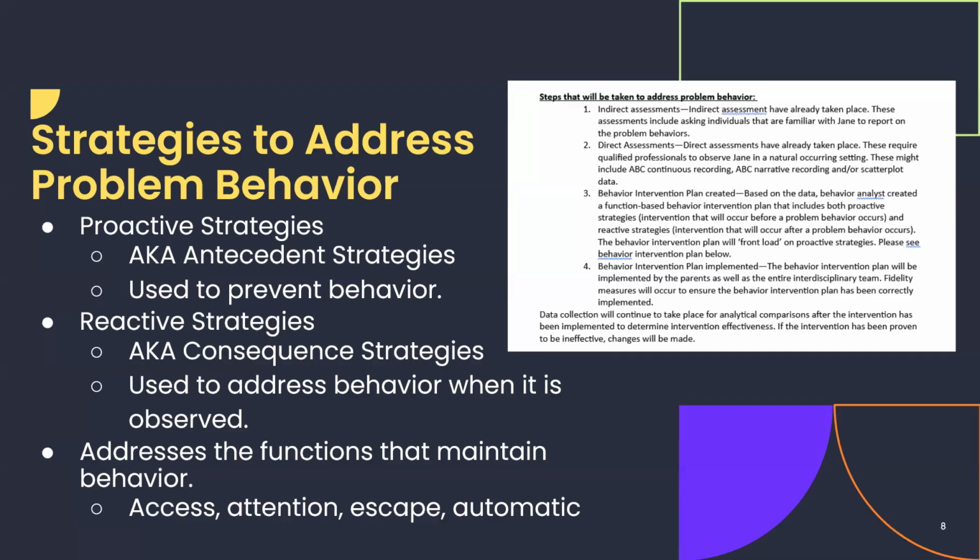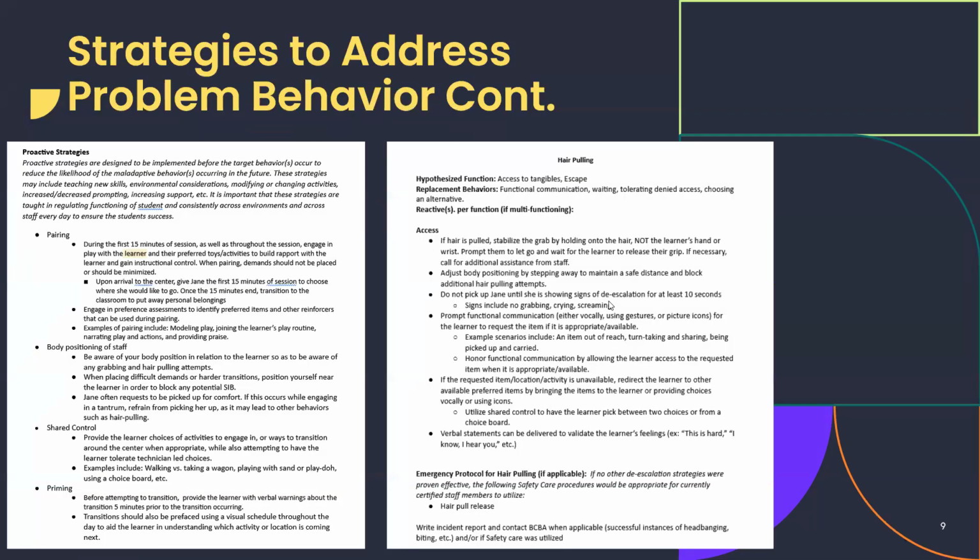You may notice, and we'll move on to visuals for antecedent and consequent strategies, that the antecedent strategies are a general list of strategies to implement, while the consequent strategies are listed by behavior and by the function that maintains that behavior. Antecedent strategies do take the functions of behavior into account, but are generally not assigned to any specific behavior simply because the behavior hasn't happened yet. So moving on here, we have some examples of both proactive and reactive strategies.